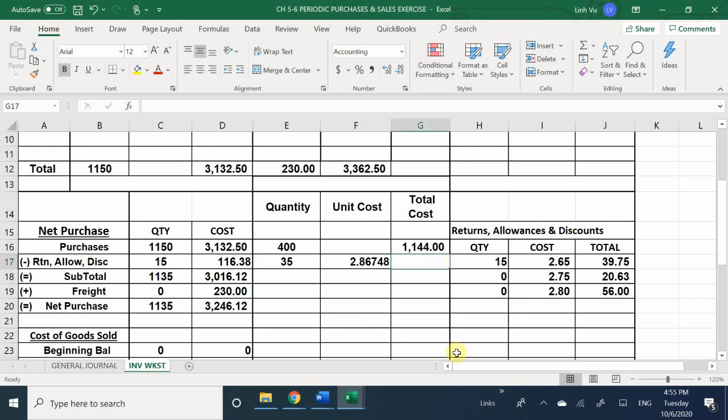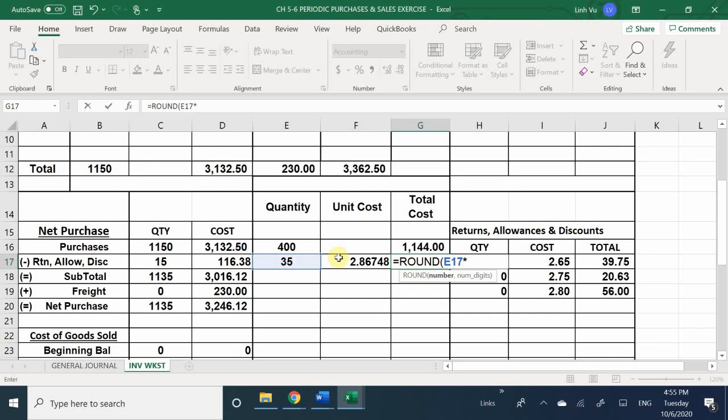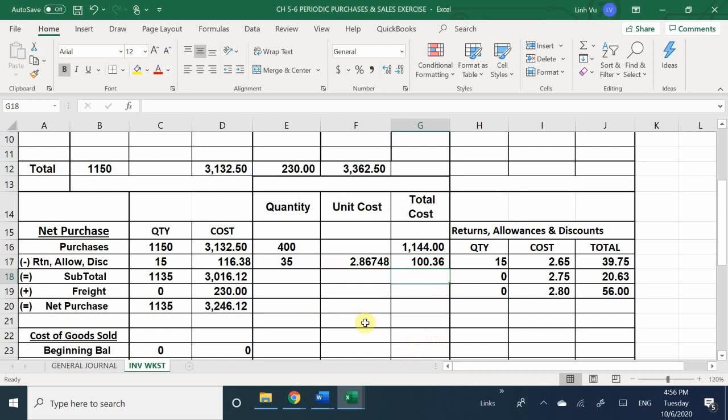What is my total cost to sell those 35 items? It's $100.36. I'm going to multiply my 35 times this 2.86748, and it is 100.3618. So did you round up or round down? I stayed, because the digit after the 6 is a 1. So it's 136.